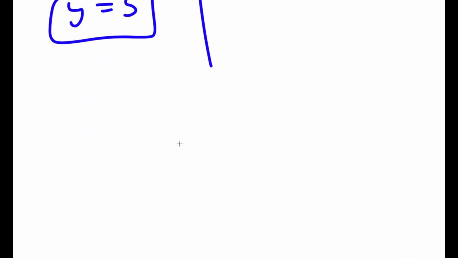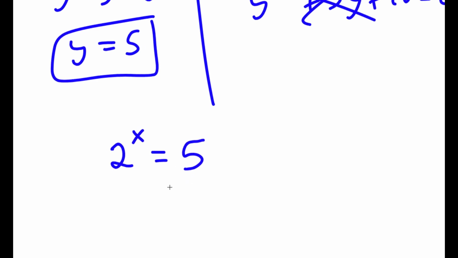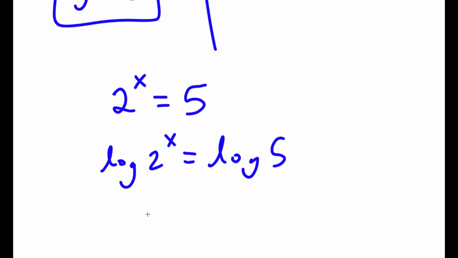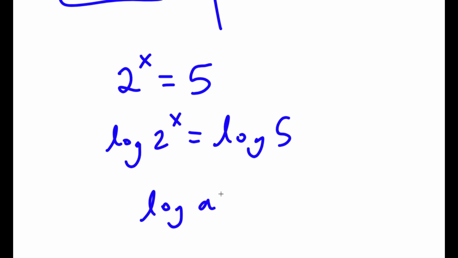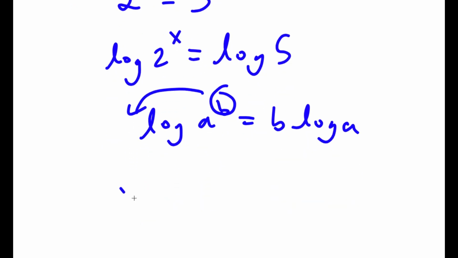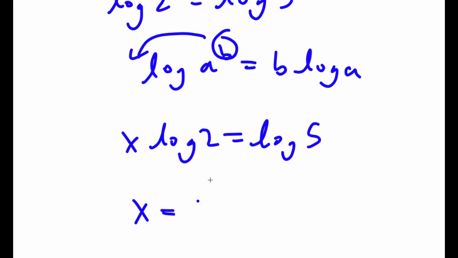and remember how we let 2 to the power of x equal to y. So this means that 2 to the power of x is equal to 5. And I'm going to take the log on both sides to solve this, so I have log 2 to the power of x is equal to log 5. And if I have something in the form log a to the power of b, I can move this exponent to the front, so it's going to equal b times log a. So this is the same thing as x times log 2 is equal to log 5, meaning x is equal to log 5 over log 2.